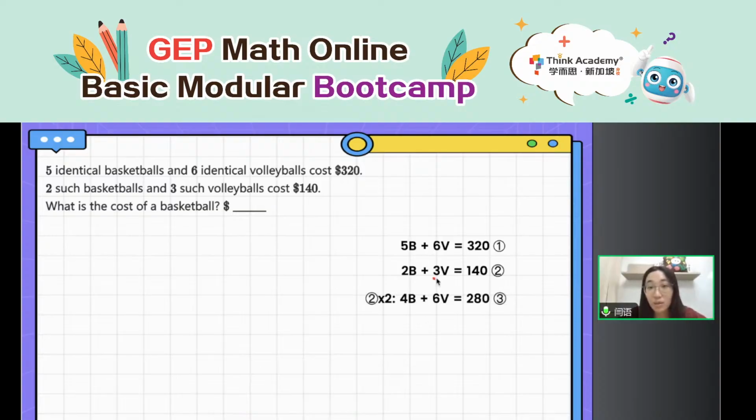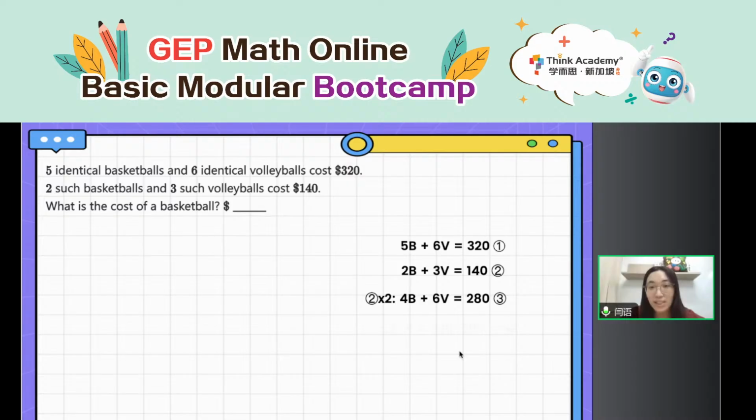You just observe. 3 and 6, there's a multiple relationship, right? So here, let's turn 3 into 6. As long as you want to change one part of the equation, you must change all the rest parts. 2 to 4 and 140 to 280.